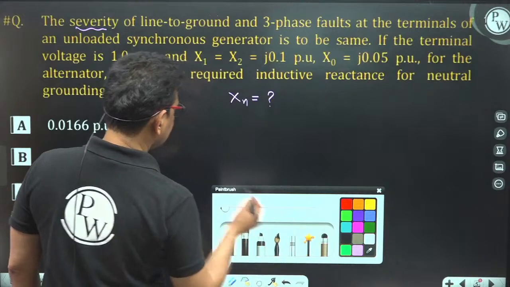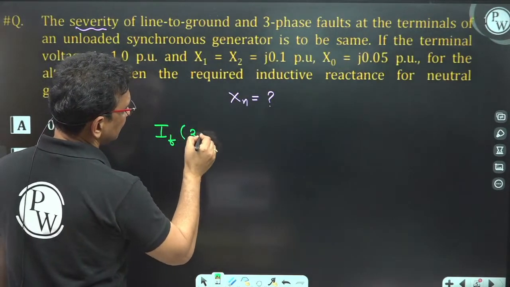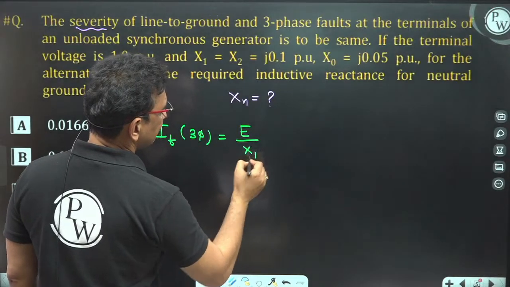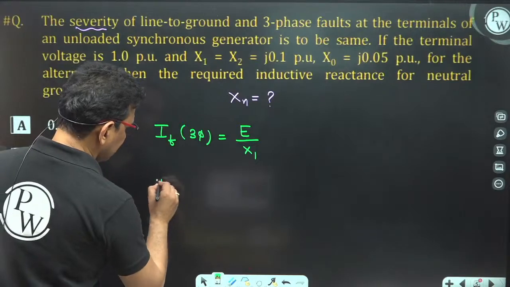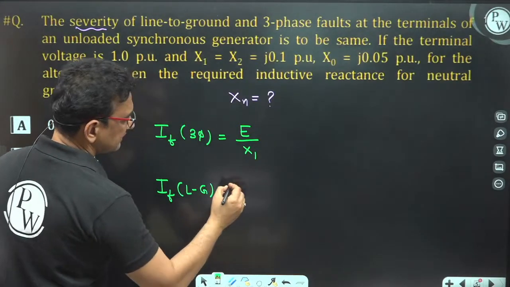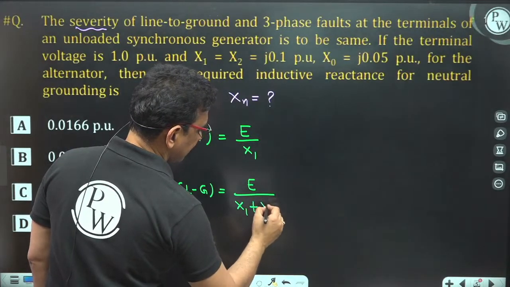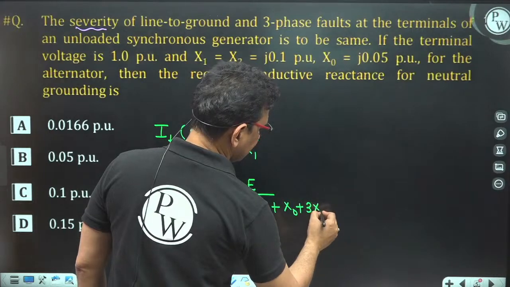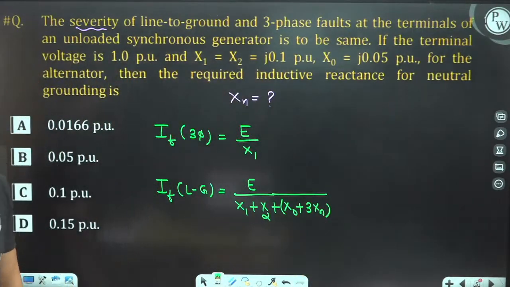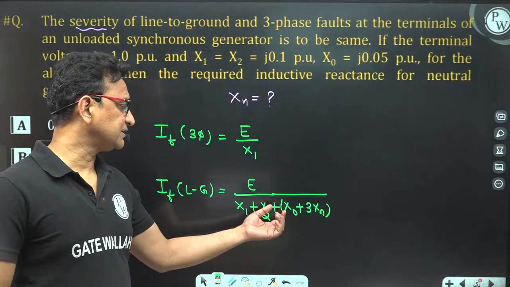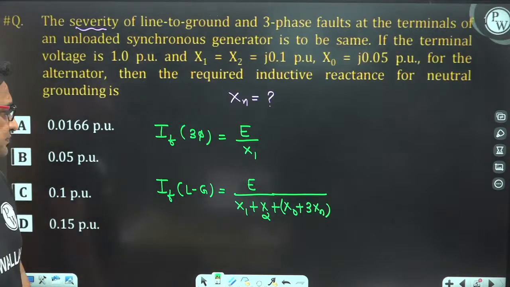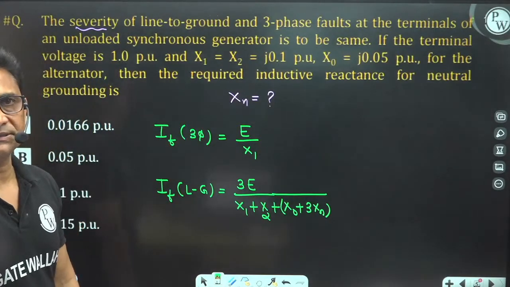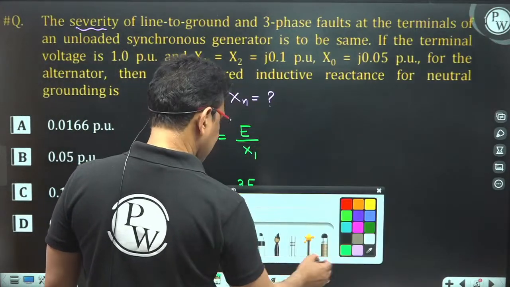So let's do this. If I find the fault current during the three phase fault, it is nothing but E divided by Z1. Only the positive sequence impedance I will take. Z1 is reactive in nature, so I will take X1 only. Clear? Now the fault current for line to ground fault is nothing but 3E upon X1 plus X2 plus X0. If the neutral reactance is also there, then you will take X0 plus 3Xn. This becomes the overall zero sequence reactance, where X0 is the zero sequence reactance of the alternator and Xn is the neutral reactance. Now, for which value of Xn will this fault current and that fault current remain the same? Clear? So let's equate these two currents.